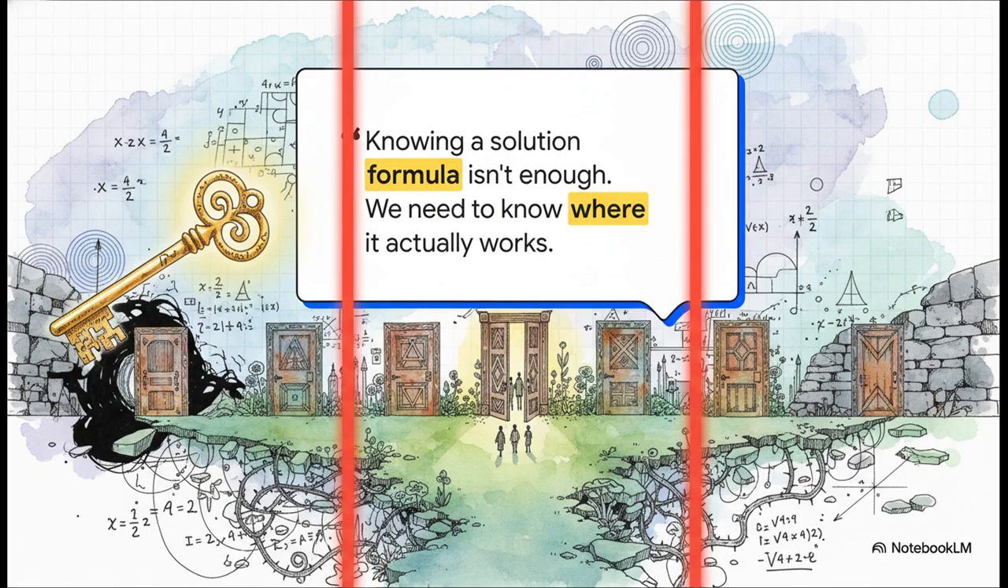And this quote, well, it hits the nail on the head. A formula for a solution is kind of like having a key. But the interval of validity is what tells you which doors that key can actually open. It defines the boundaries, the domain where your solution is actually meaningful and exists.